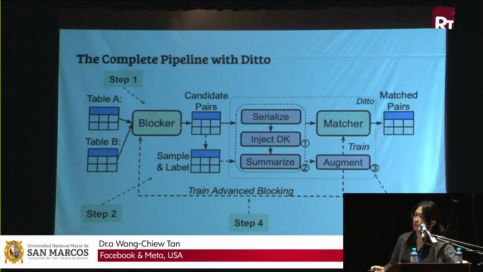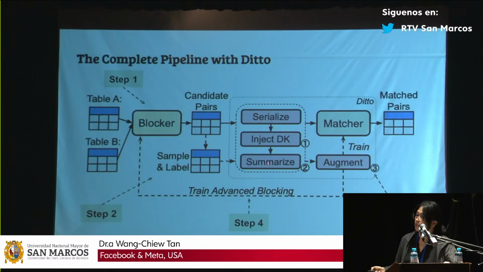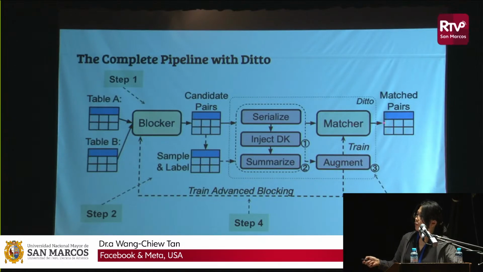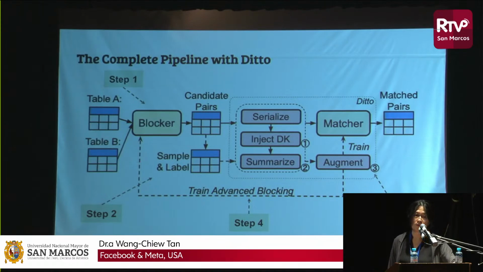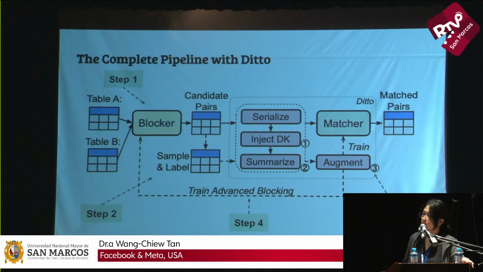When you have two tables coming into the blocker, the first thing that the blocker does is to reduce the number of candidate pairs coming out, before it's passed into Ditto. Now, when you get the candidate pairs, we also downsample and label some of these candidate pairs so that we can fine-tune Ditto for the matcher to work. Within Ditto, there is, like I said, a number of optimizations, domain knowledge, summarization, and data augmentation that we do. And when you get the match pairs, we can actually also use them to train the blocker in an advanced blocking technique that makes use of deep learning.